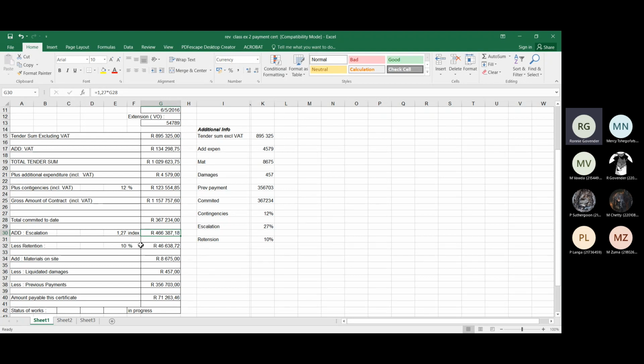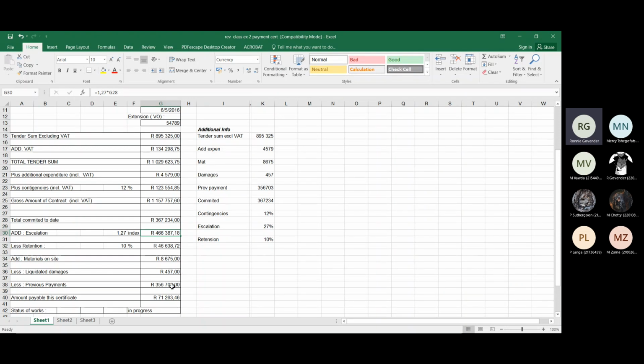And then I'm going to take away 10% of that, which gives us 4,638.72, 10% of 46,638.18. You'll notice that I need to add my materials, because that's why it says less retention. I'm going to minus that amount, the 46,638. Add materials. Materials in this case was 8,675. I'm going to add 8,675. And then less any damages, liquidated damages it's called. So in other words, what the contractor is due, 457 rand in this instance.